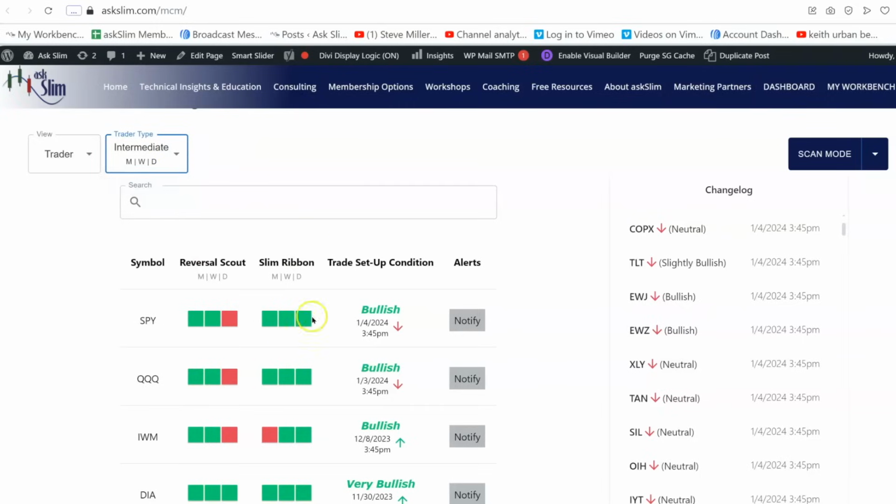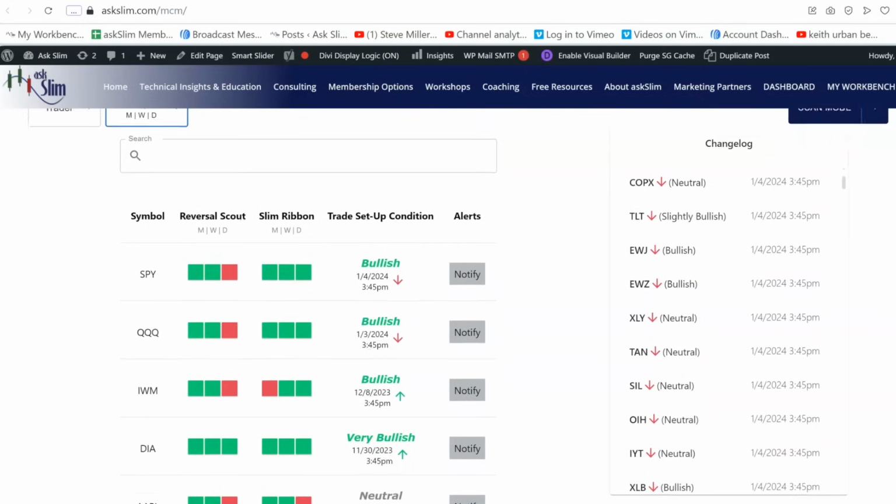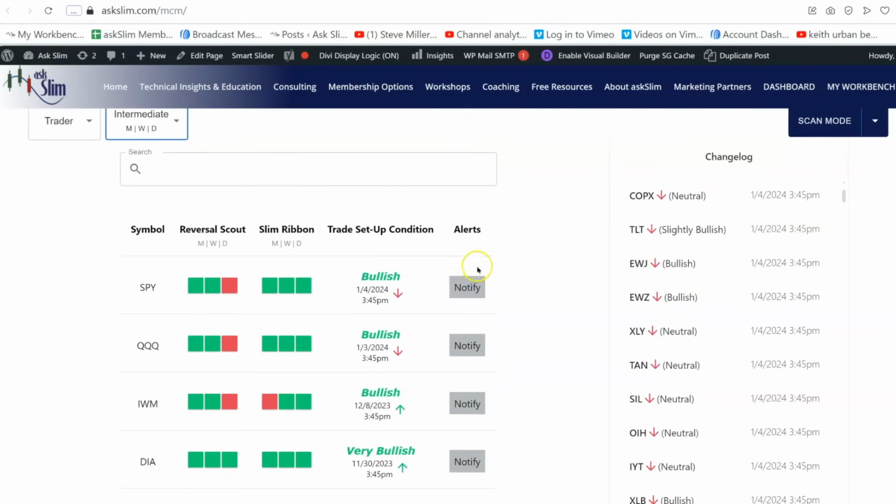This is important. You can see in here that the intermediate conditions are still quite positive. Bullish, bullish, bullish. You can see that as these different time frames align in a positive way. You could see that on January 4th, see the downward arrows. They came down from very bullish to bullish. So the intermediate conditions are still good.